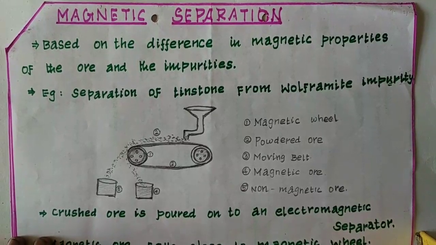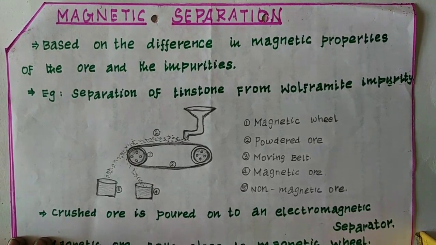Hello students, in the previous video, that is in video 1b, we have seen two of the concentration processes out of four. What are they? The first one is the gravity separation method and the second one is the froth flotation method. So those two we have completed. The remaining two, magnetic separation and leaching, we are going to see in this video.